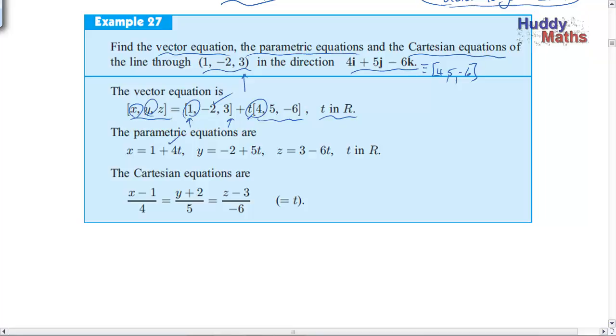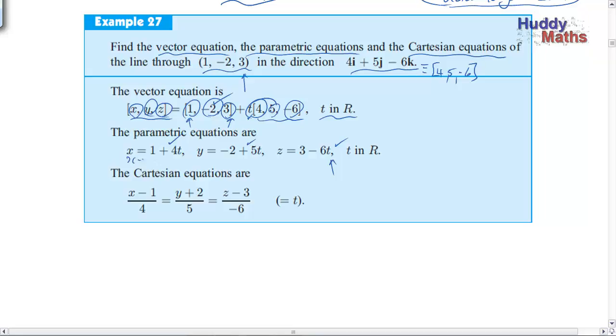Okay, y is -2 plus 5t. Okay, and z is 3 take 6t. So the Cartesian equations are rearranging each of these for t's. So let's do this one over here.